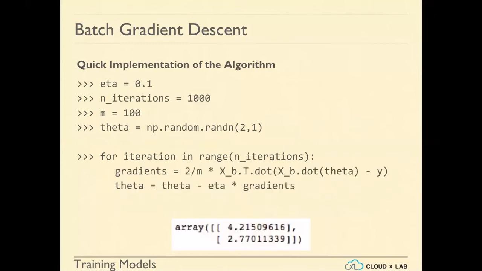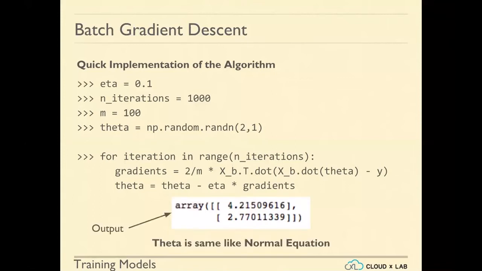After, let's say, 1,000 iterations, we are getting very similar results as the normal equation, right? Generally, the normal equation gives you a similar result as gradient descent. Okay.